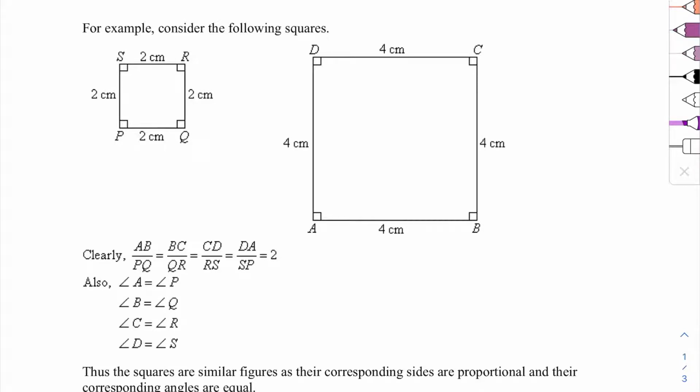And then these are both squares, so all of the angles will be 90 degrees or right angles. So of course, angle A is equal to angle P. Those are in the same position in each square. Angle B is equal to angle Q. Angle C is equal to angle R. And finally, angle D is equal to angle S.